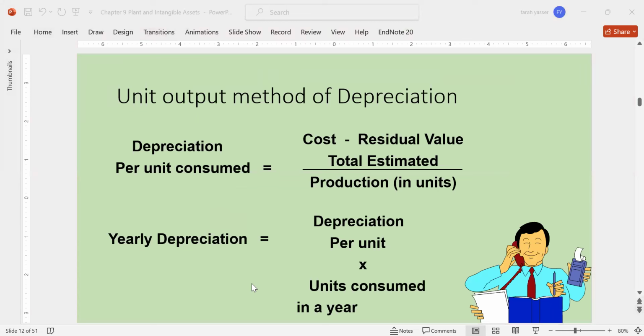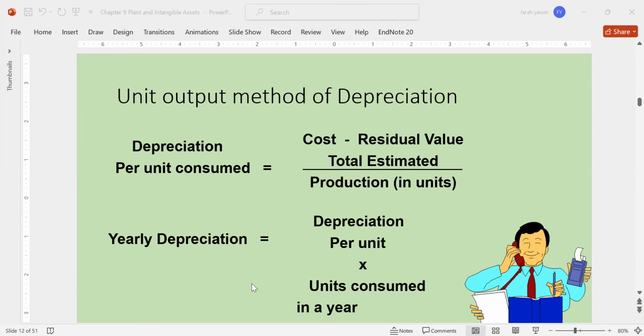This method is particularly useful when the wear and tear of an asset is more closely related to its usage rather than the passage of time. Here, usage may be either in units, miles, or even hours. This depends on the type of the fixed asset. So, how does this method work?